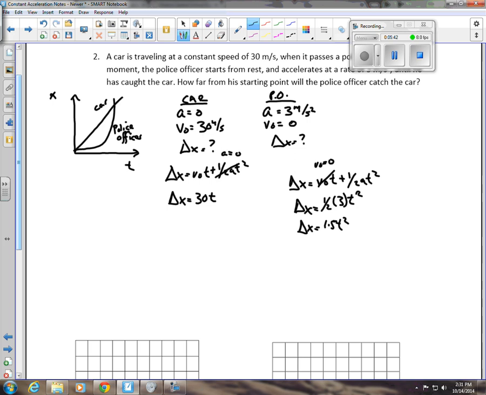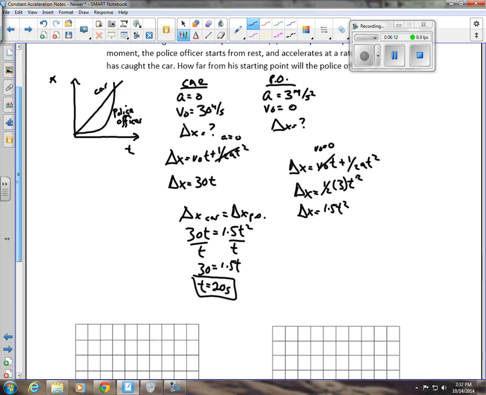Now, to catch him, these two have to match. So delta x for the car equals delta x for the police officer. So 30t equals 1.5 t squared. I could divide both sides by t. That'll simplify this. I'll get 30 is 1.5t. Then divide by 1.5, and I'll get t is 20 seconds.